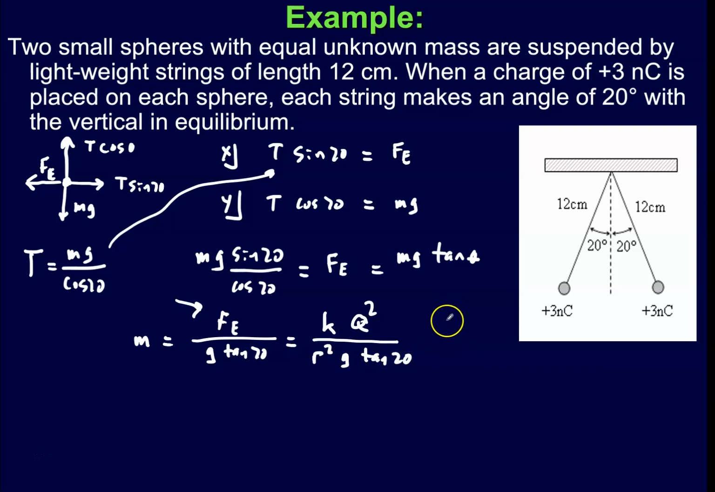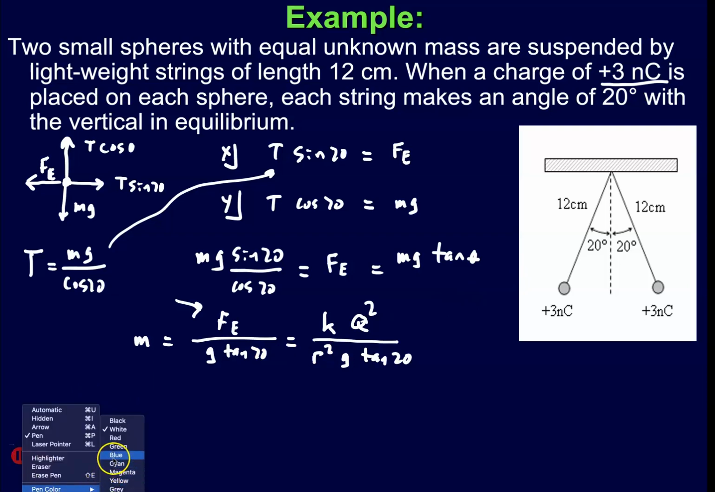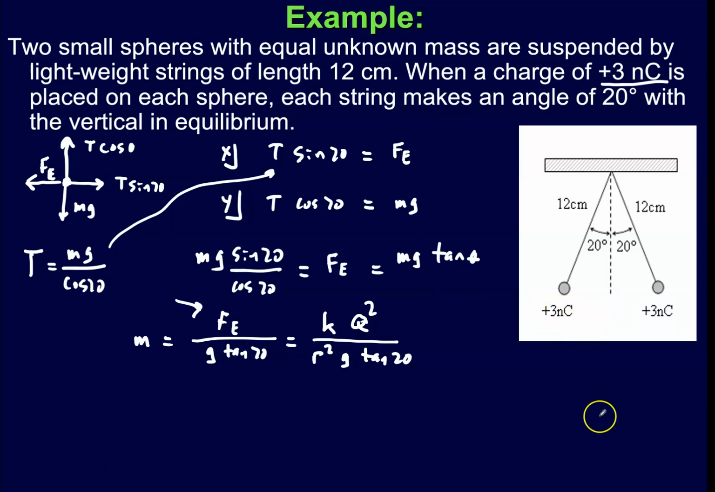So let's look at this. Tangent of 20 we know, g we know, k is that constant we described in Coulomb's law, and q is actually given to us over here as 3 nanocoulombs. The one thing we don't know is that r squared, and that's a little bit tricky. Let's go through that a little slowly here. In our picture, stop for a second and try to draw what actually is the r that we're talking about in this case. Give that a try, and I'll show you in a second.